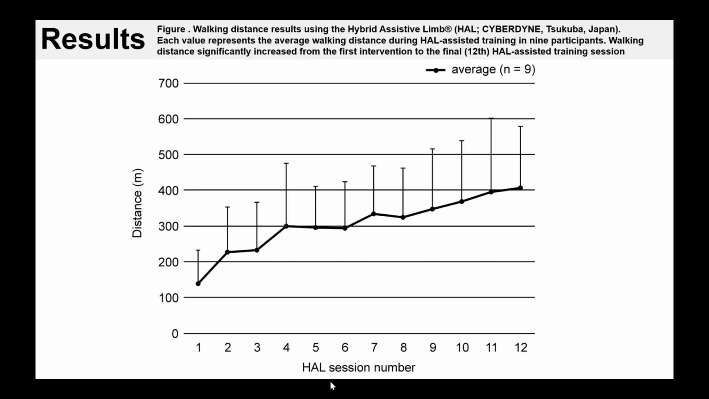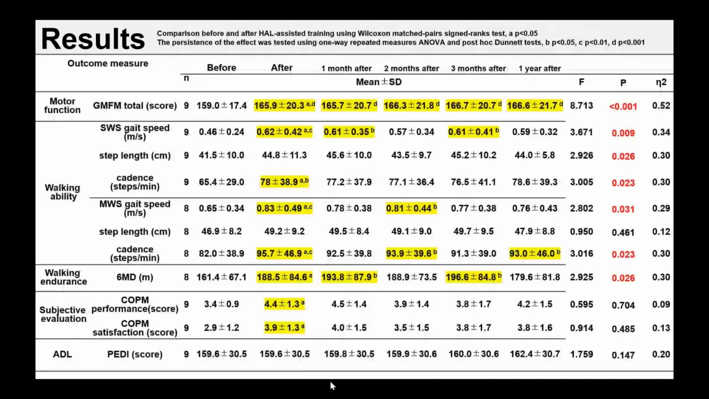All 9 participants completed the wearable robot assisted training without adverse events. The average walking distance during HAL training significantly increased from the first intervention to the final intervention. When the measurements before and after intervention were compared, significant increases were noted in GMFM, gait speed, cadence, and 6-minute distance after the training.